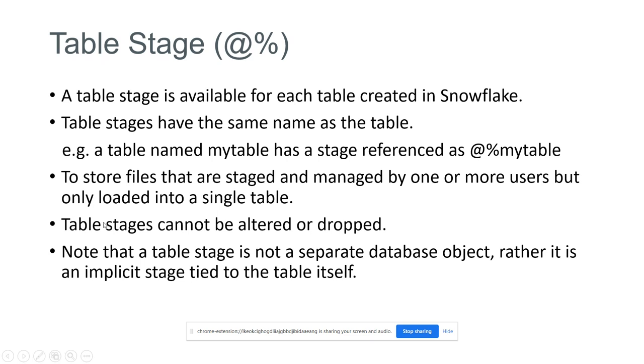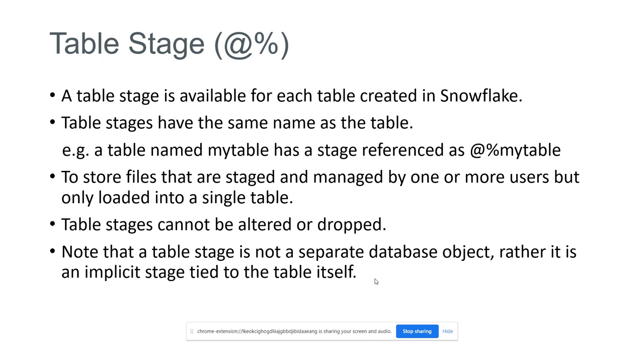Like user stages, table stages cannot be altered or dropped. We cannot drop, and we cannot alter the table stages. Note that a table stage is not a separate database object. Rather, it is an implicit stage tied to the table itself. Both user stage and table stage are not separate database objects, so we are not going to create those as database objects. By default, they will be allocated to the user or table whenever a user or table has been created. I hope now you understood the difference between user stage and table stage.